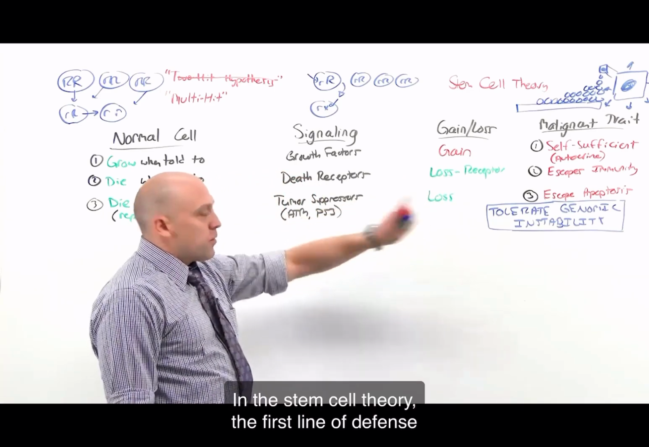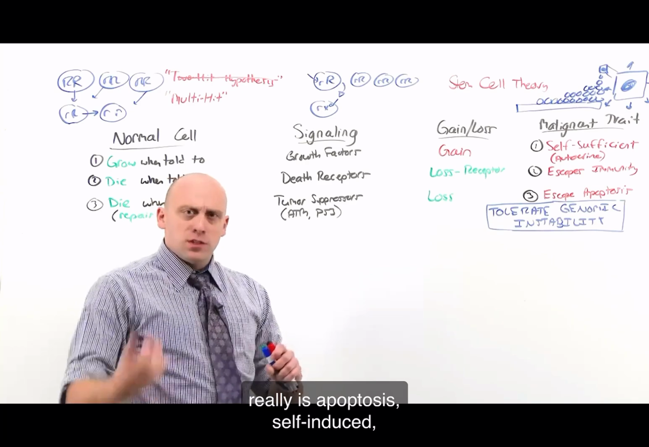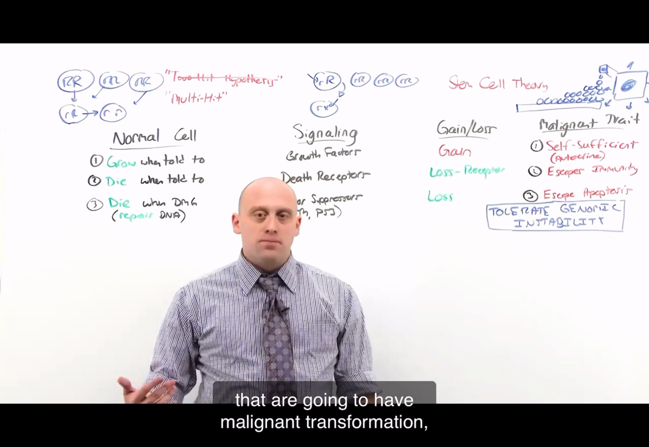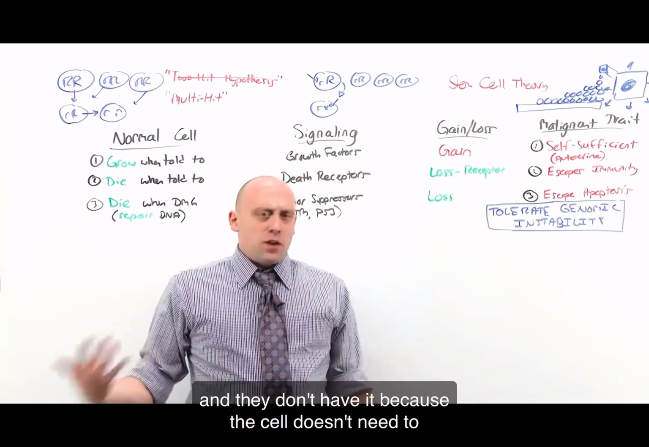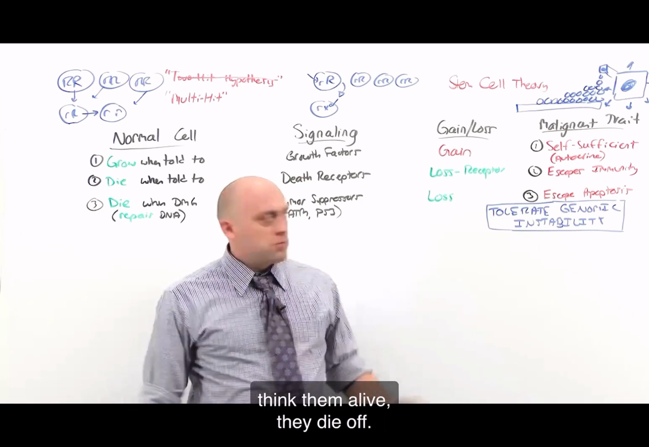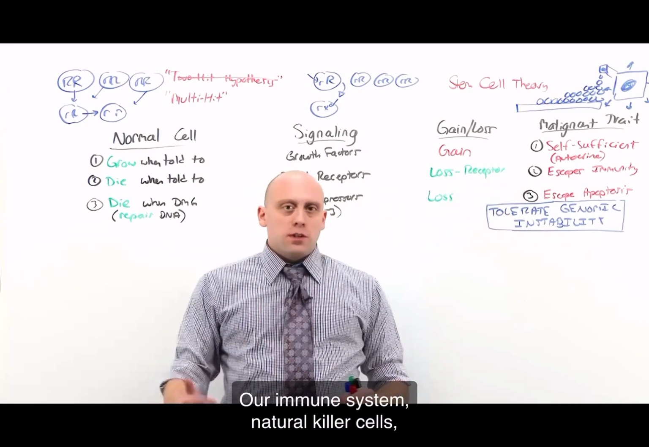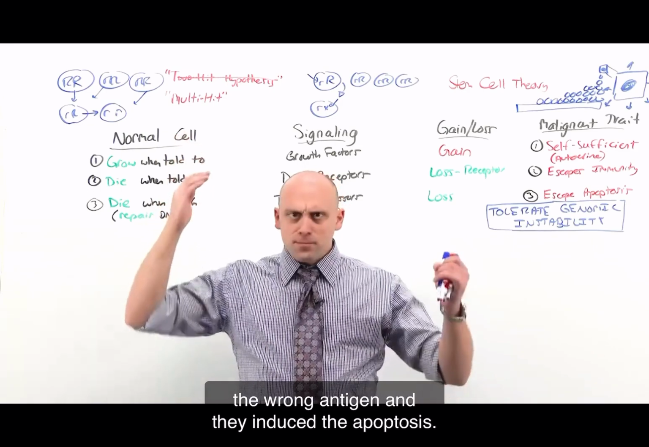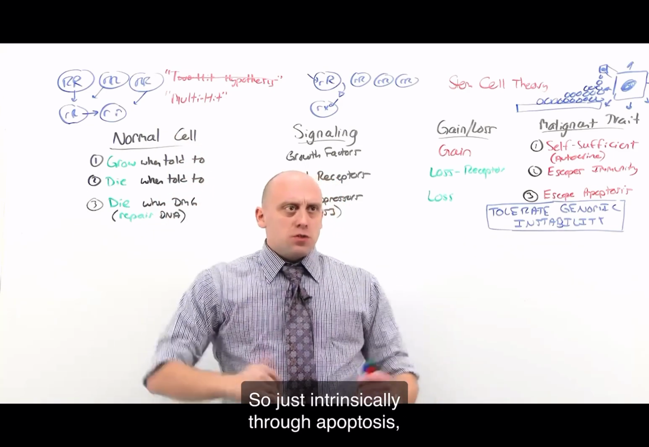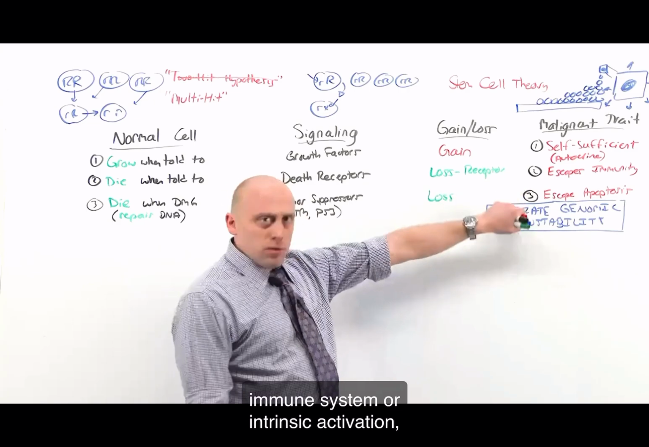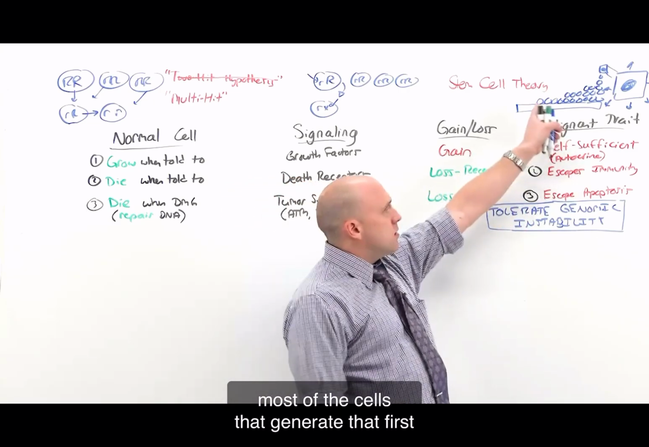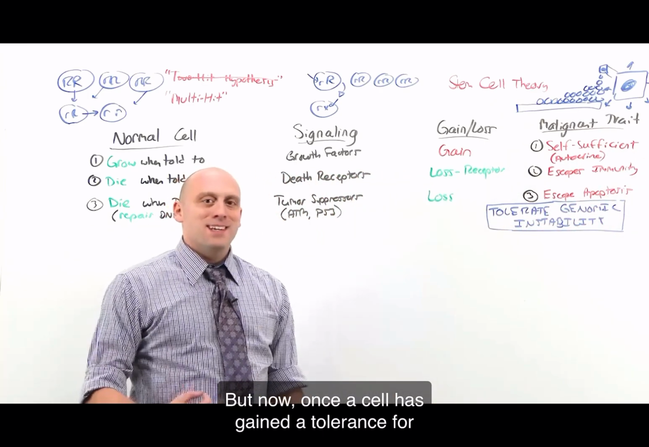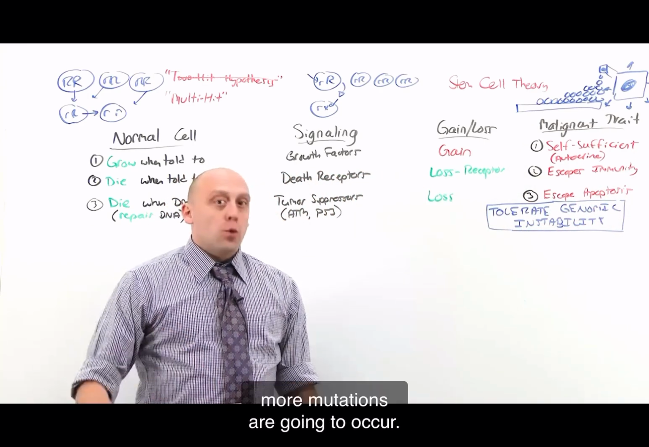In the stem cell theory, the first line of defense really is apoptosis. Self-induced, hey, I'm broken, I'm going to take myself out of commission. That probably knocks off most of the cells that are going to have malignant transformation. Then they need a growth signal, and if they don't have it because the cell doesn't need to think them alive, they die off. Our immune system, natural killer cells and the cytotoxic T cells, are surveying for cells that are doing the wrong thing, that are expressing the wrong antigen, and they induce apoptosis. So just intrinsically, through apoptosis, immune system or intrinsic activation, most of the cells that generate that first mutation simply die off. But now, once a cell has gained tolerance for genomic instability, more mutations are going to occur.